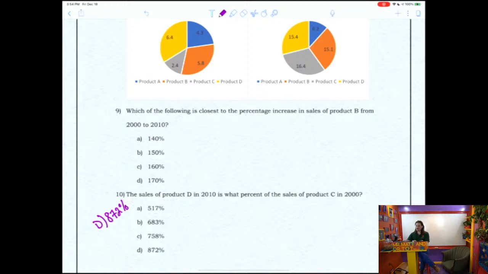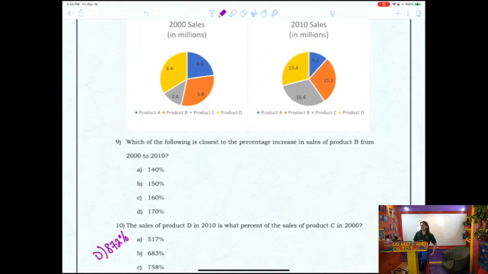So we have new pie charts for the sales of these 4 products in year 2000 and 2010. Number 9 asks, which of the following is closest to the percentage increase in sales of product B from 2000 to 2010? And number 10, the sales of product D in 2010 is what percent of the sales of product C in 2000? If for some reason you find some outrageous typo like before, please just answer it as a grid-in, but I am hopeful that that won't happen again, but I do apologize about the last question.